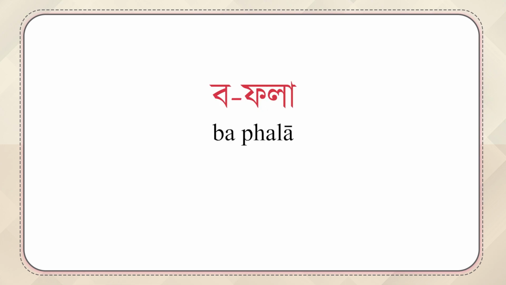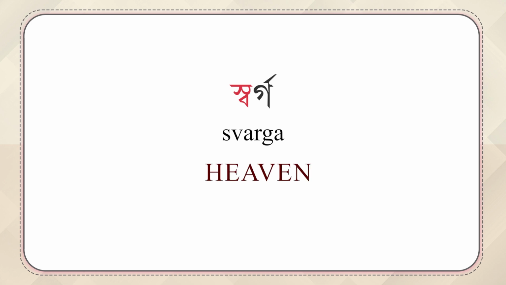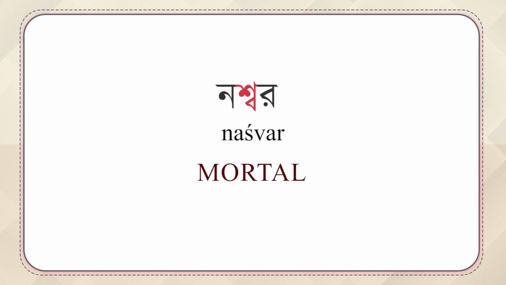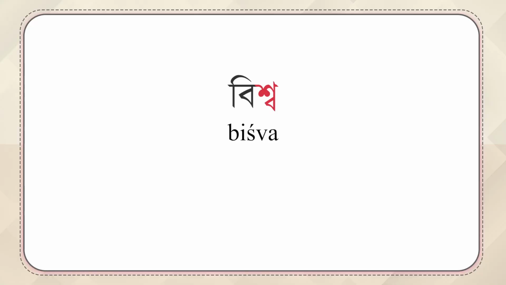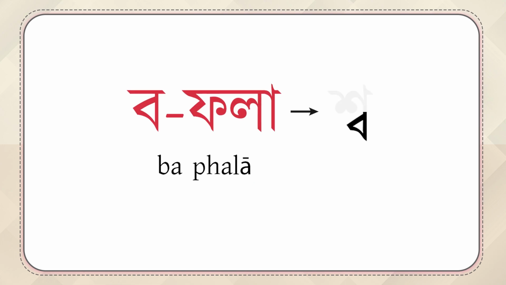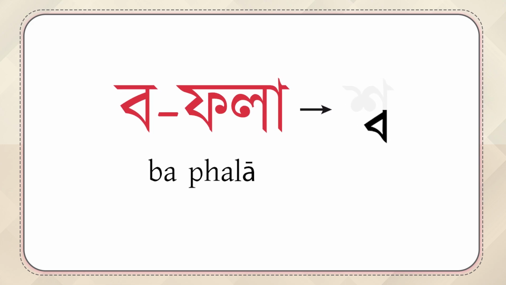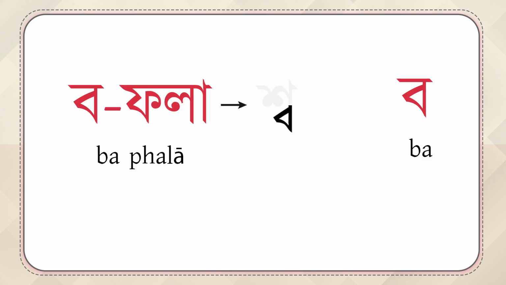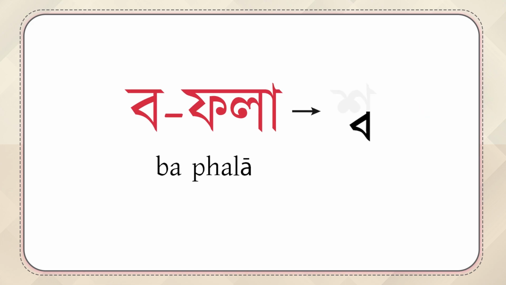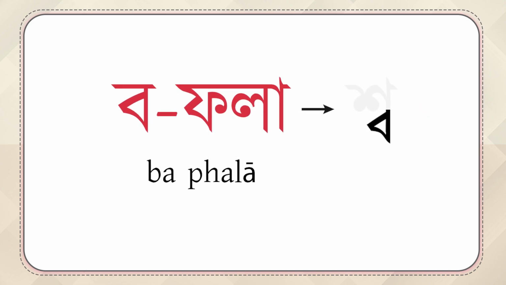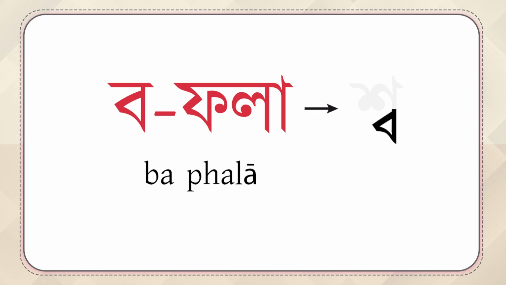The last phalā we have here is ba phalā. It can occur word initially such as shargo, meaning heaven, medially noshor, meaning mortal, and finally in bisho, meaning the world, from the viewpoint of orthography. Ba phalā is represented with the Bangla alphabet ba only. It has no separate symbol. Ba phalā does not function as an independent sound or syllable. It always attaches to a consonant, modifying it.